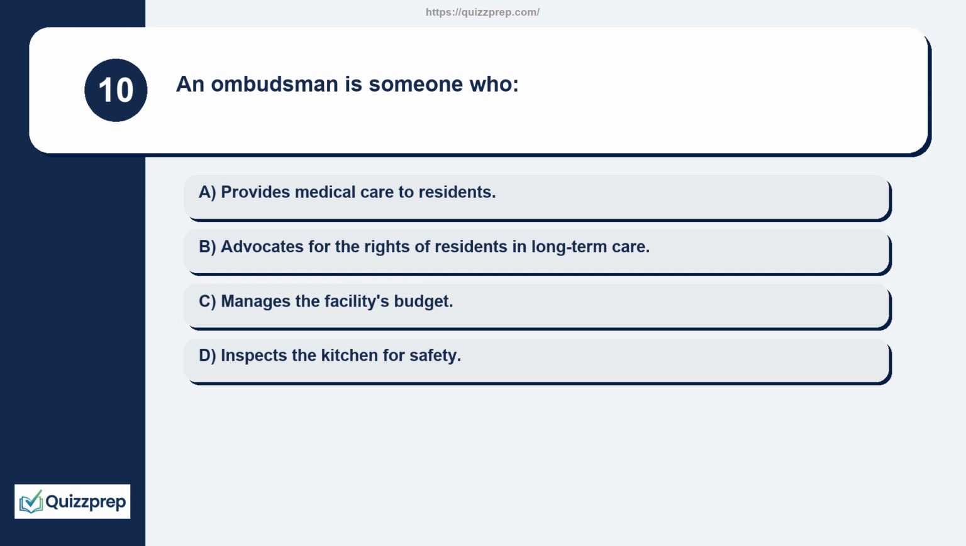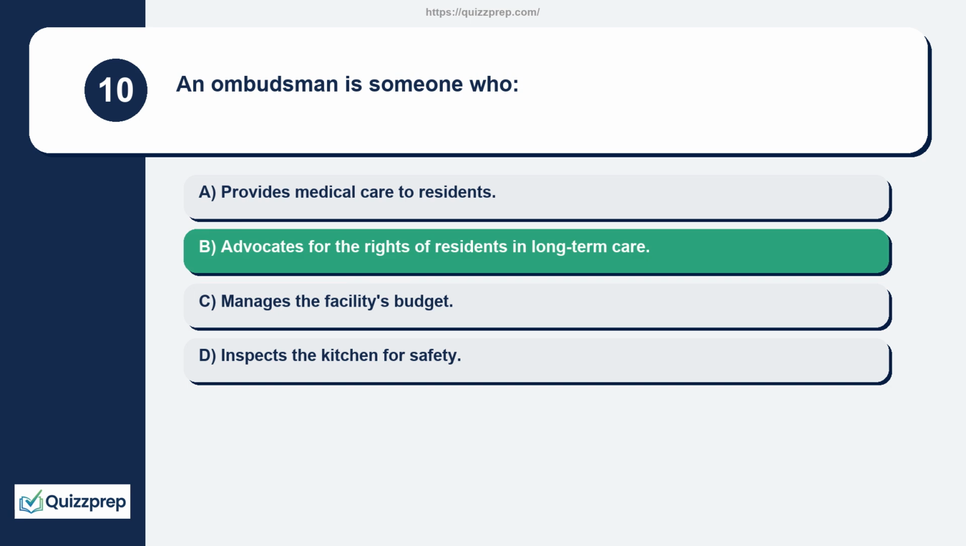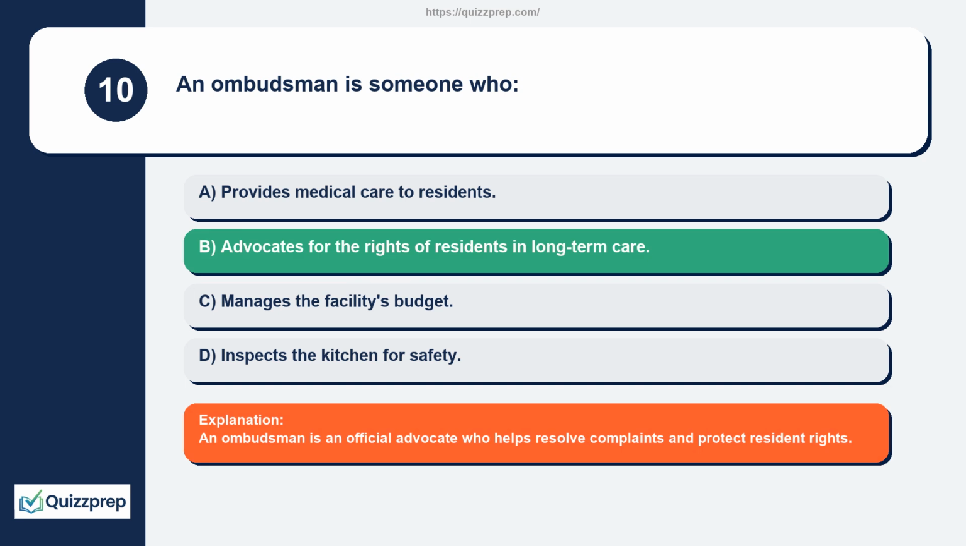Question 10. An ombudsman is someone who: provides medical care to residents, advocates for the rights of residents in long-term care, manages the facility's budget, inspects the kitchen for safety. An ombudsman is an official advocate who helps resolve complaints and protect resident rights.